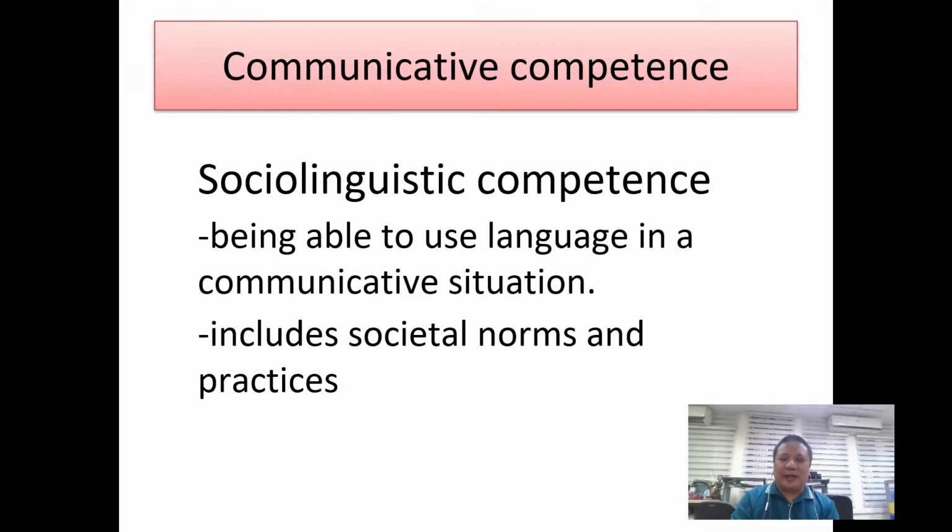Then we also have the sociolinguistic competence. Sociolinguistic competence means being able to use language in a communicative situation. It includes societal norms and practices. So you know how to say things based on the requirements of the culture. So for example, when do you speak slowly? When do you speak softly? When do you use po and opo in Tagalog?